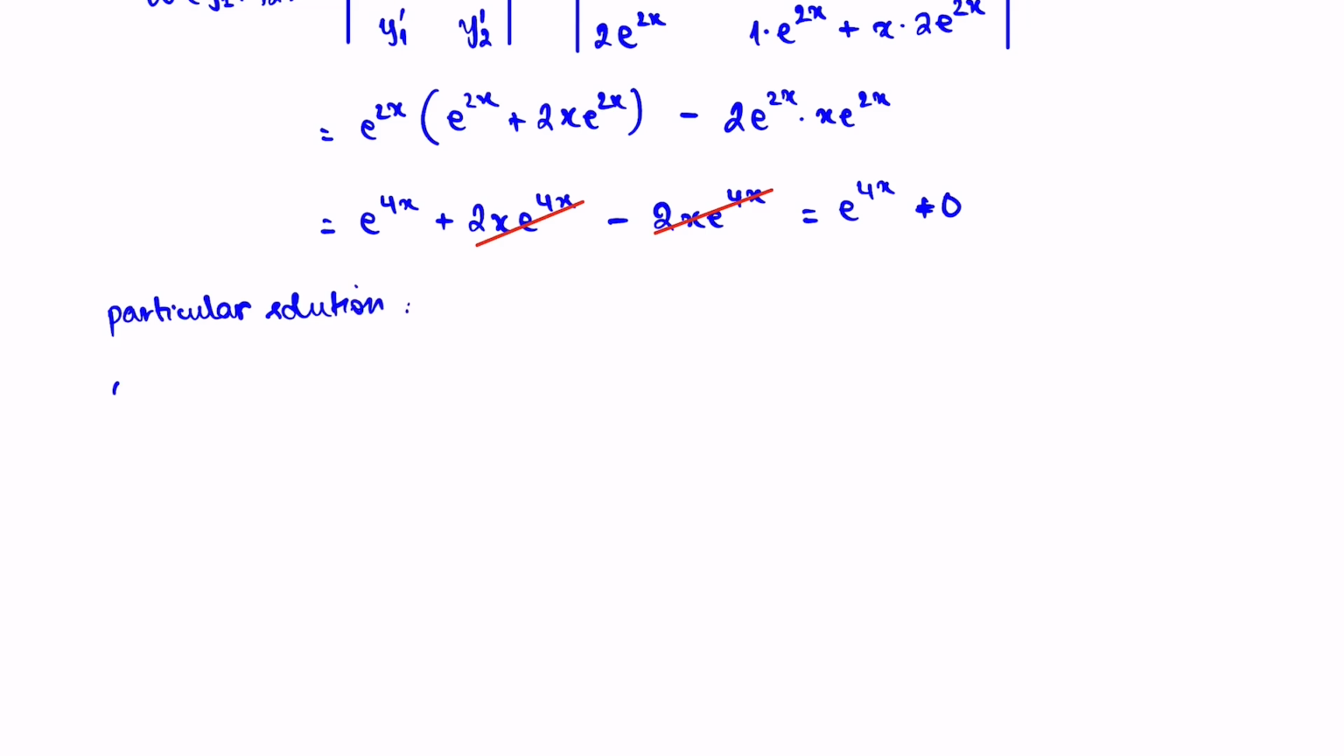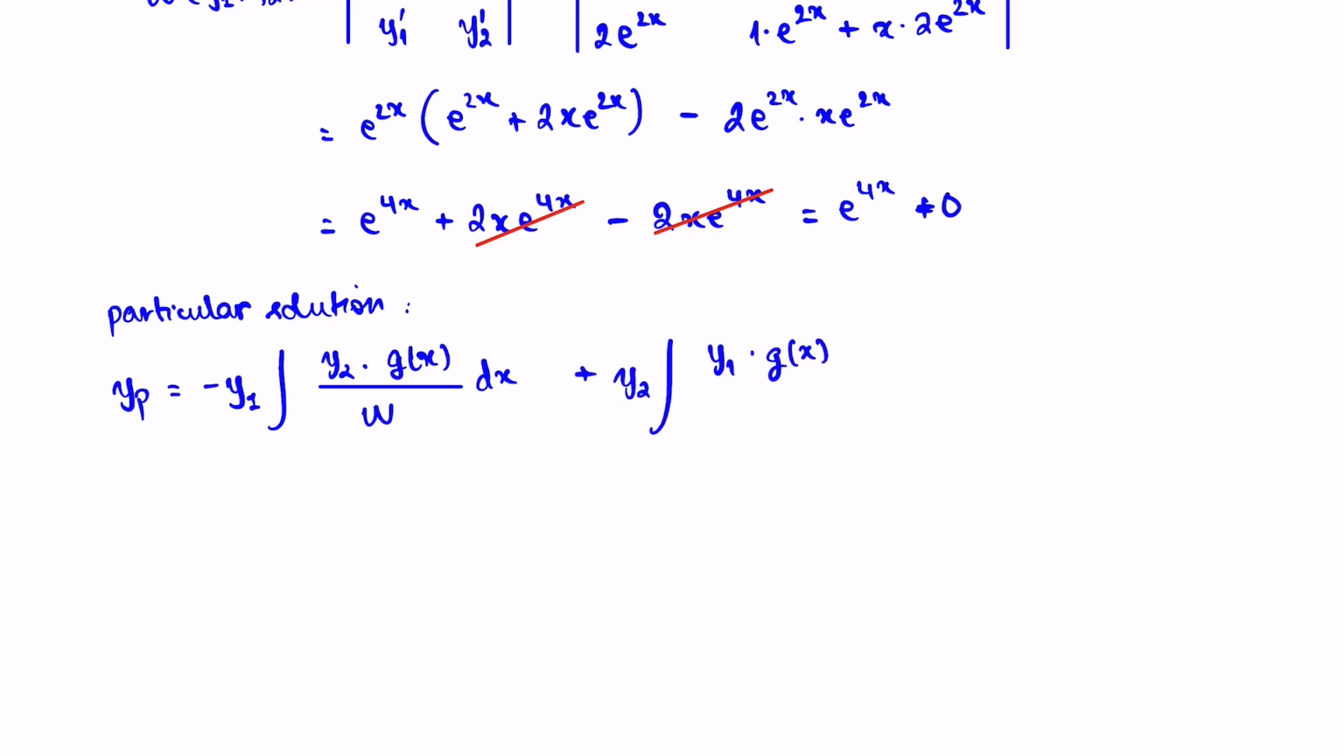You have y sub p equal to negative y1 times the integral of y2 times g of x over the Wronskian dx plus y2 times the integral of y1 times g of x divided by the Wronskian dx. So the formula should be the same as before, as the previous example. Again, the variable is slightly different. Instead of t, we have x, but they have the same meaning.